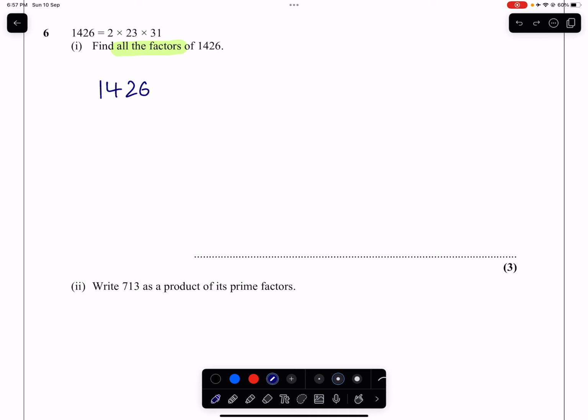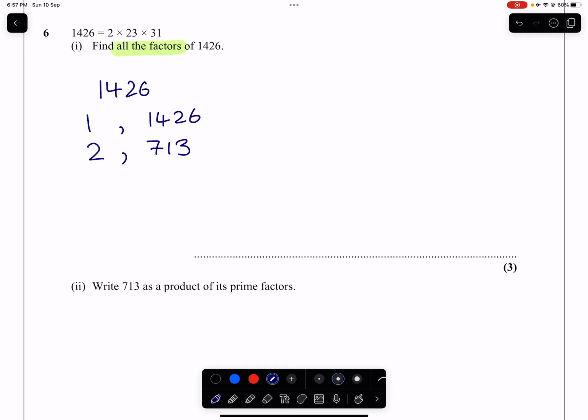Of course, any number can also be written as 1 times itself. So 1 and 1426, those pair up together to make 1426. Therefore, 1 and 1426 are what I would say the two simplest factors here. We then have 2 going along with something that makes 1426. If we divide this by 2, we end up with 713.